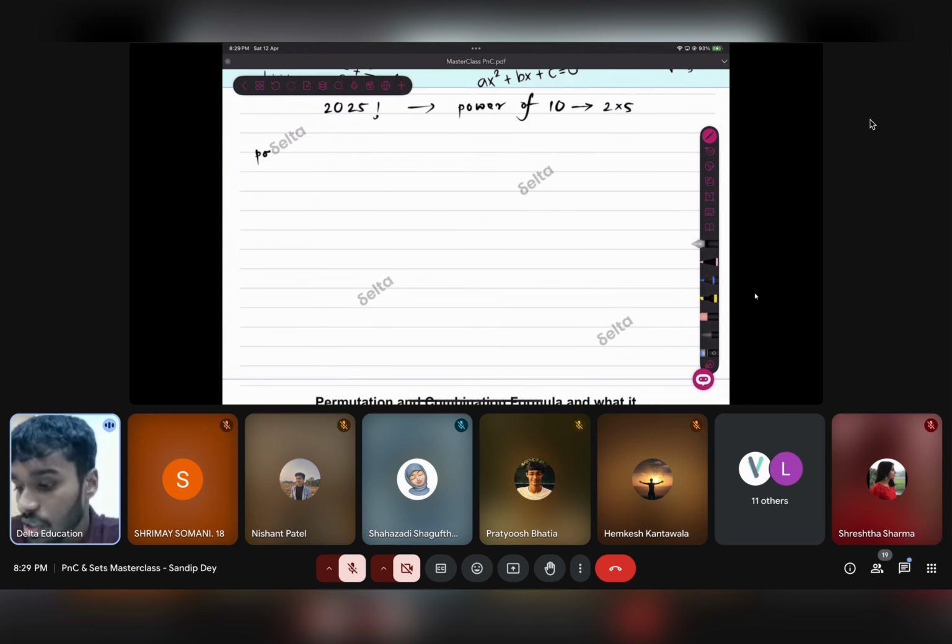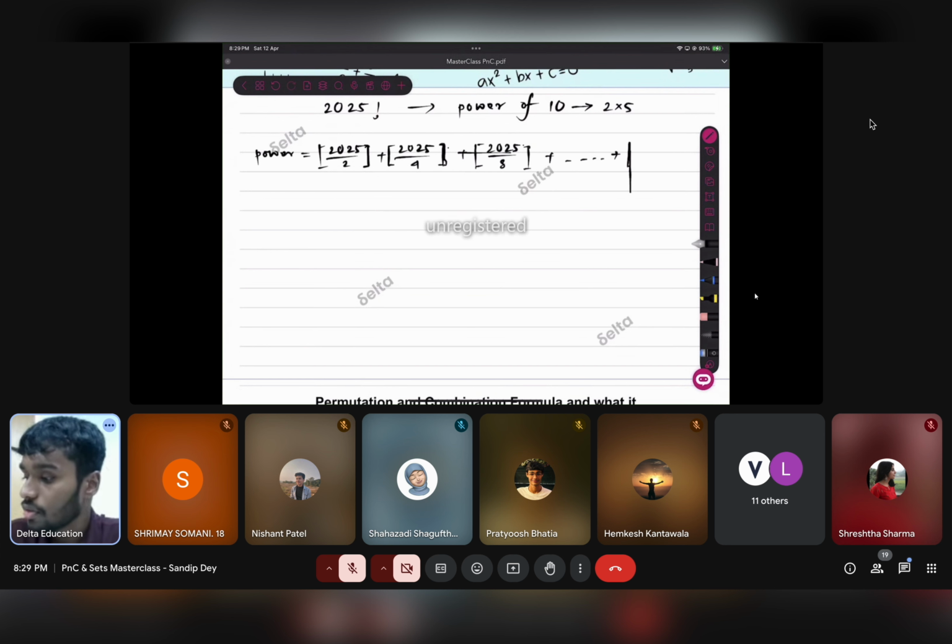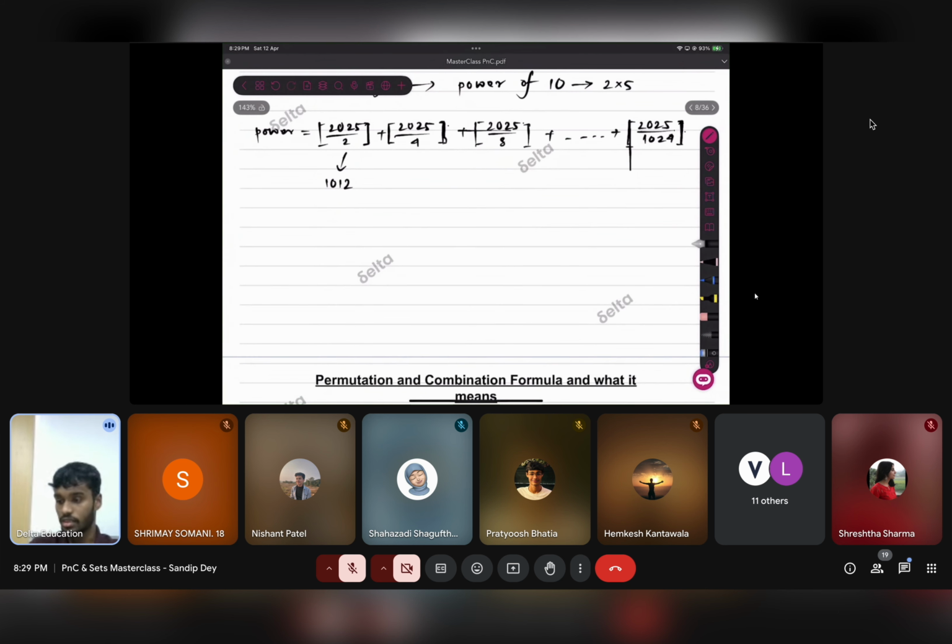Okay, so how we can get the power is that the power equals 2025 divided by 2 plus 2025 divided by 4 plus 2025 divided by 8, and all the additions up to 2025 divided by 1024. That is 2 to the power 10. Right? So if you just calculate this answer, and there is any decimal point, like here I'll get 1012.5, I am just going to add 1012, not 1012.5. That is a floor function. So in this way, you can calculate the answer and get the result.